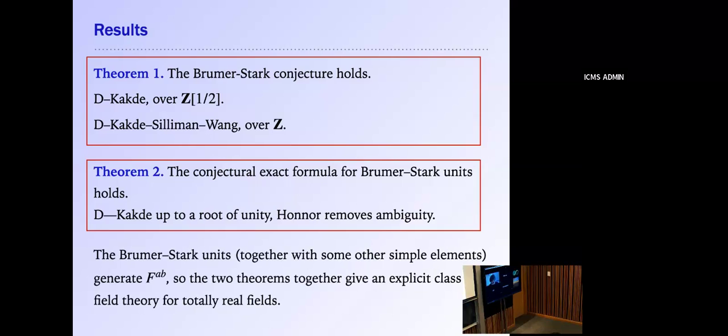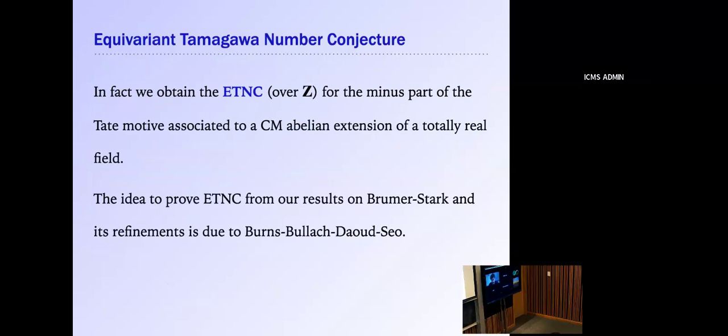Now, I've mentioned this already, but the Brumer-Stark units, together with those other square roots that I mentioned, generate the maximal abelian extension. So the two theorems together give an explicit class field theory for totally real fields. We obtained the equivariant Tamagawa number conjecture for the minus part of the Tate motive associated to H. And the idea to prove this comes from the work of Burns. That will be the topic of my last lecture.